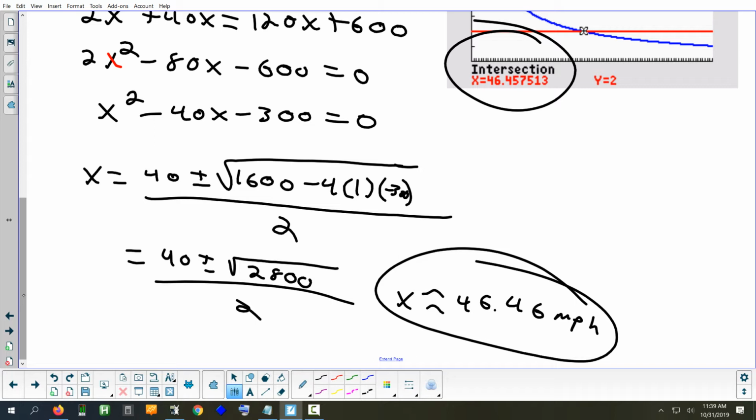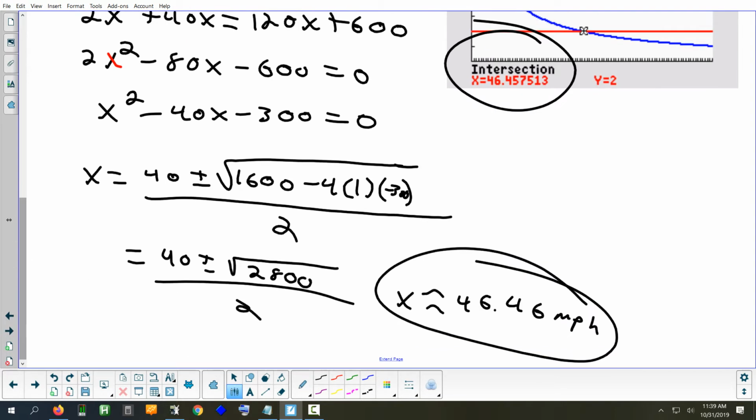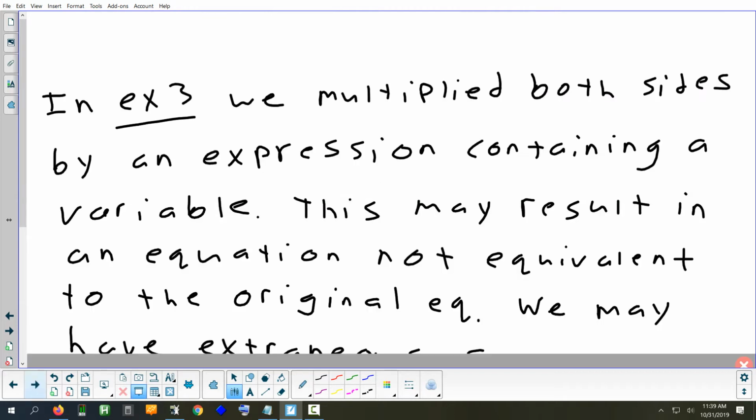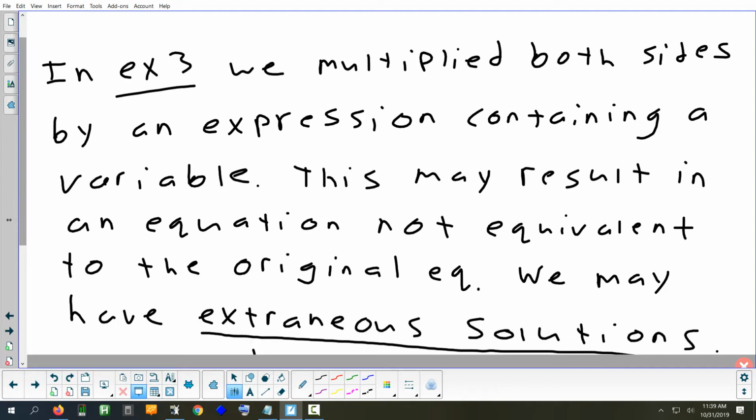So we have to be careful though, because what we did in this problem in the very first step is we multiplied both sides by a letter. Notice when we did that, we got an extra answer. We got this negative, which we didn't want. Whenever you multiply both sides by a variable, you can create an extra answer to the problem that shouldn't be there. That's called an extraneous solution.